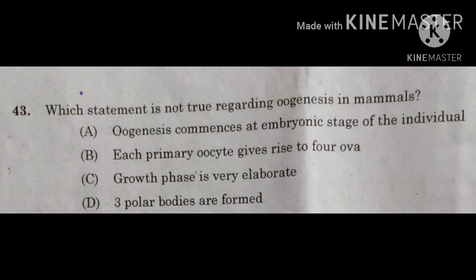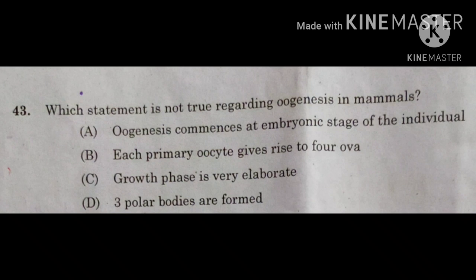Option A, oogenesis commences at embryonic stage of the individual. It is a correct statement. Then option B, each primary oocyte gives rise to 4 ova. That's the wrong statement. From that diagram, you know that each primary oocyte gives rise to a secondary oocyte and a polar body and not directly 4 ova.